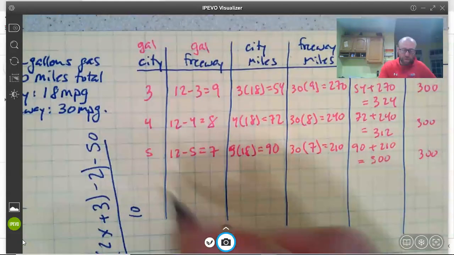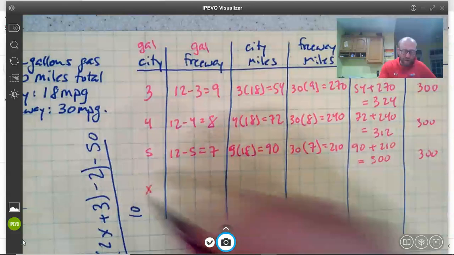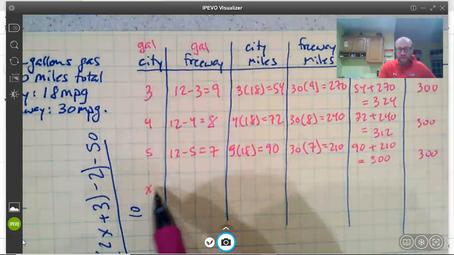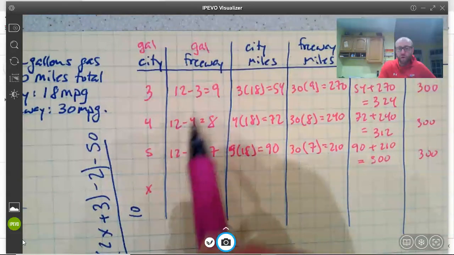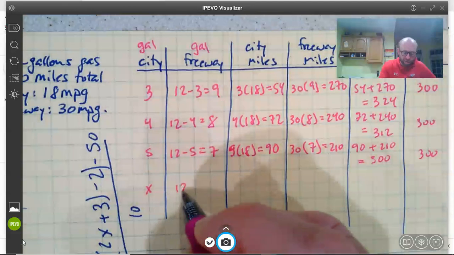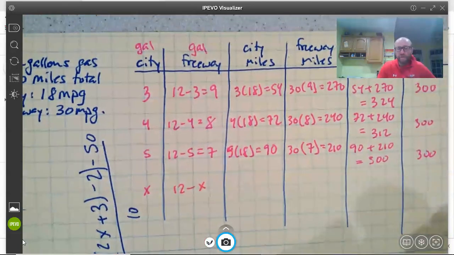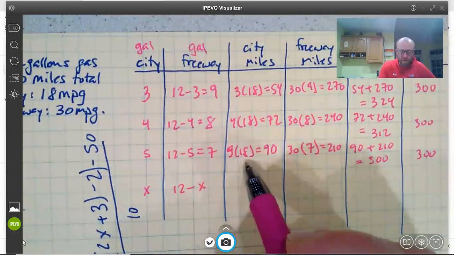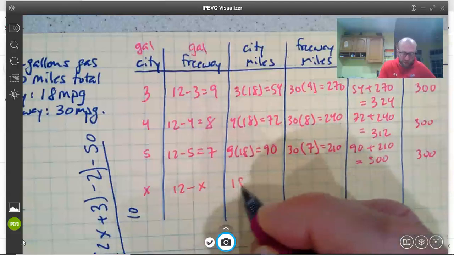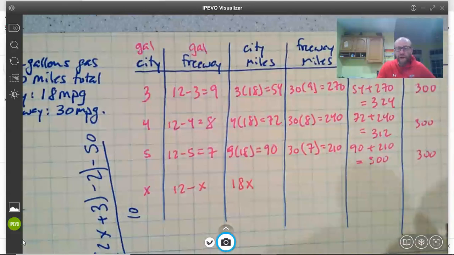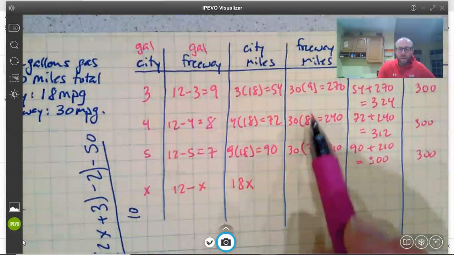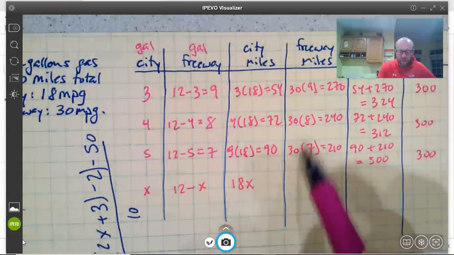So let's see. If we call the number of city gallons X. X is a popular variable. Then the freeway gallons is always 12 minus the city gallons. So this will be 12 minus X. For the city miles, well, we took the number of gallons and multiplied it by the miles per gallon. So it's always going to be 18X.